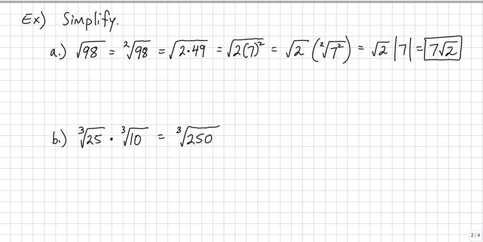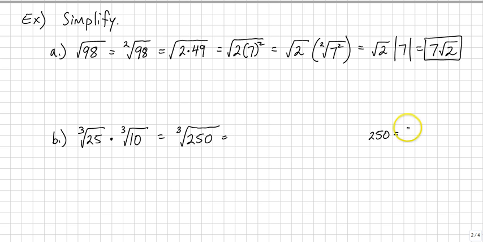Well, 250 is not what we call a perfect cube. There is no one number that when you cube it gives you 250. But maybe I can rewrite 250 the same way I wrote 98, where I split it up into smaller numbers. So what we can do here is, earlier this year we talked about prime factorization, where you take a number and you keep breaking it down until it's only prime numbers.